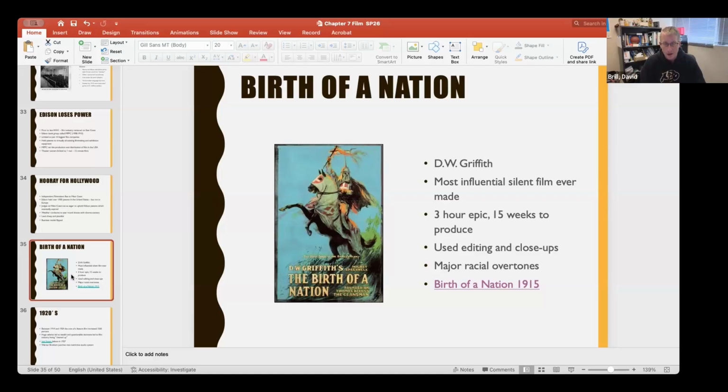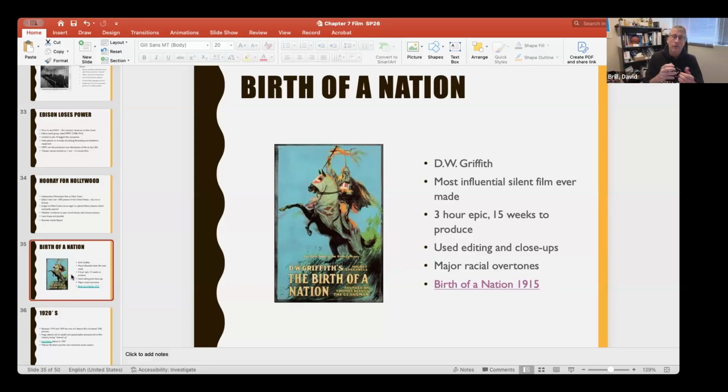Why is it so important? Well, the movie used editing, simultaneous action, and close-ups. It was distributed to theaters, complete with an orchestral music score. Admission was $3. That's $3 back in 1915, which I can't imagine what that must be like. Anyway, it was absolutely the most popular film, and everything we watch since has a lot to do with what D.W. Griffith introduced.